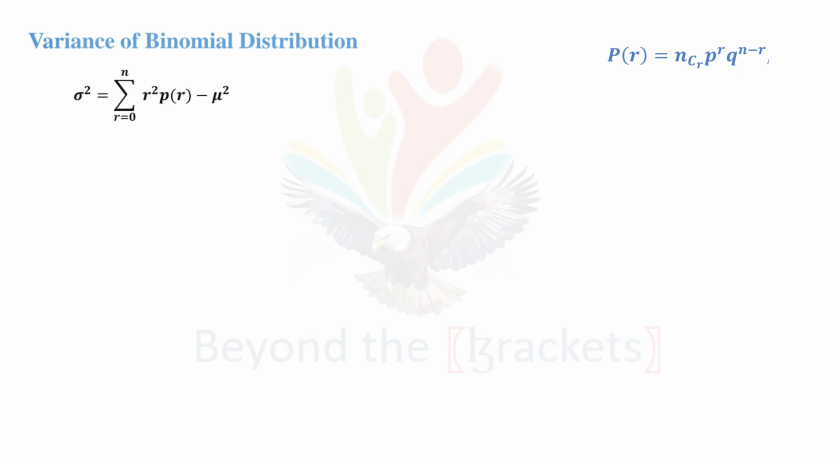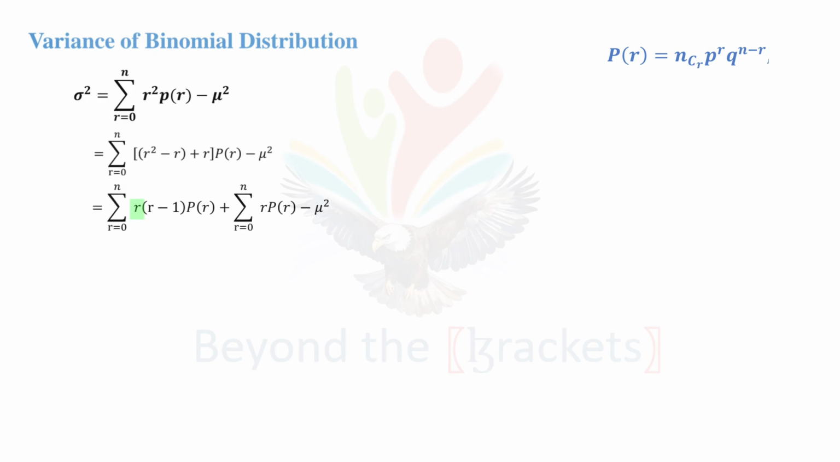To proceed further with the expansion, we subtract and add r inside the summation term. Simplifying both the terms separately, for the first term we have r common, so we get r into r minus 1 into p of r, and for the second term we have r into p of r minus mu square will be written as it is.